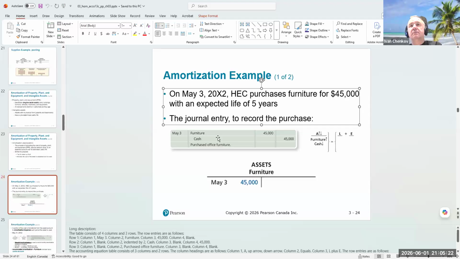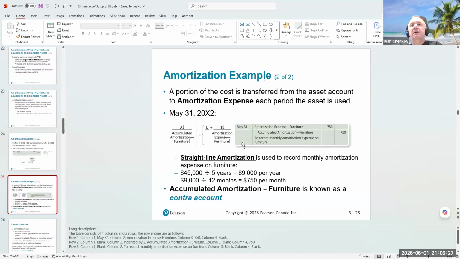So for this amortization, again, we purchase the asset. Then we're going to start calculating 45,000 divided by 5 years, going to give us 9,000 per year. But since the year has 12 months, that's going to give us 750. Since the shortest reporting period is a month, every month we have to transfer $750 by making this journal entry: amortization expense, debit, credit accumulated amortization.